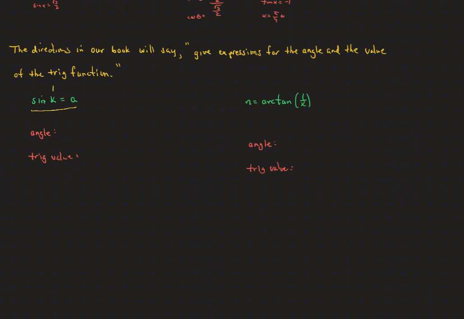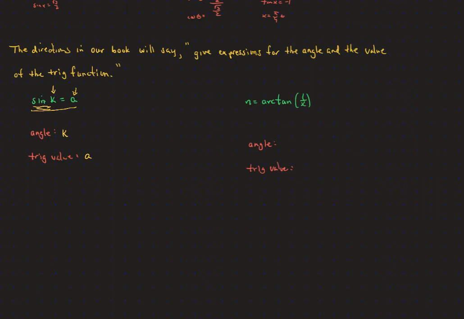And so an input to a trig function is the angle. So that means the angle is going to be k. And the output, that is the sine of that angle, is that a. So our trig value is the a. That is, that's the value of the sine of that angle.